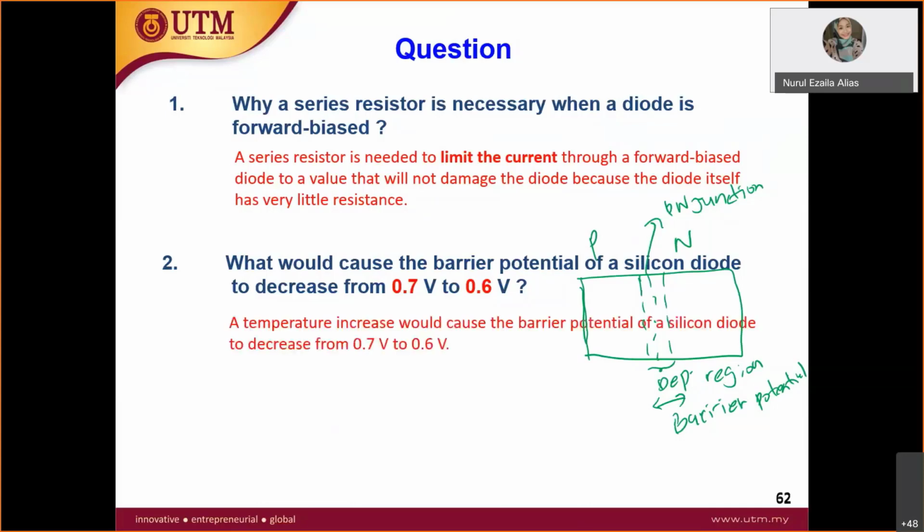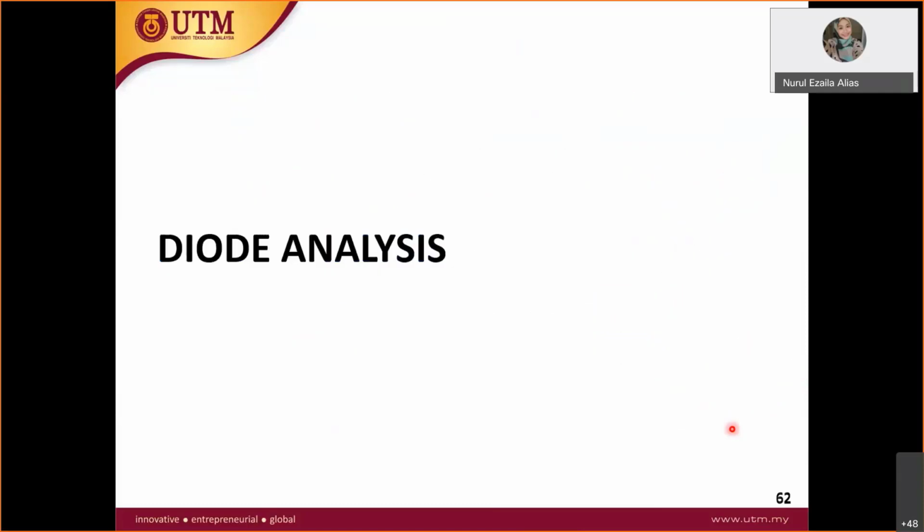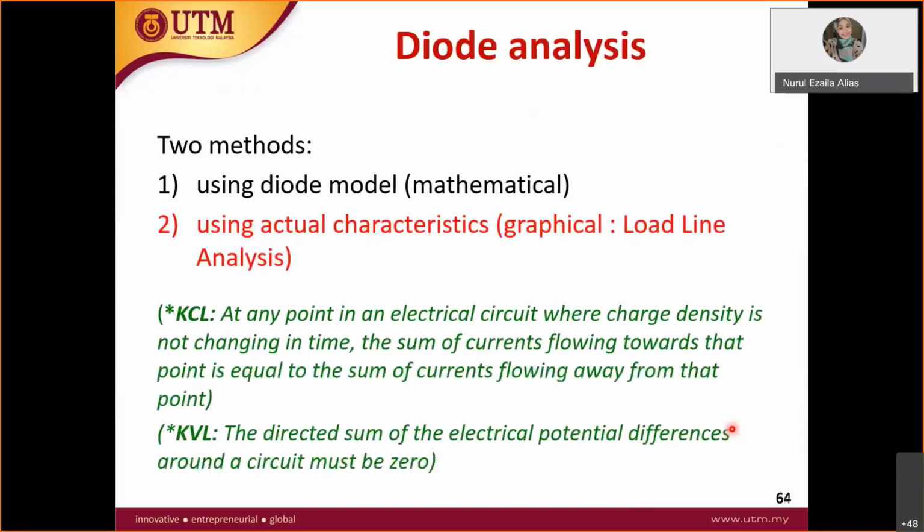So a temperature increase will cause the barrier potential to decrease. The higher the temperature you put, the more electrons pass through this barrier, then this depletion region will decrease and the potential barrier also decreases. All right, so for the diode analysis, I will continue in the next class.